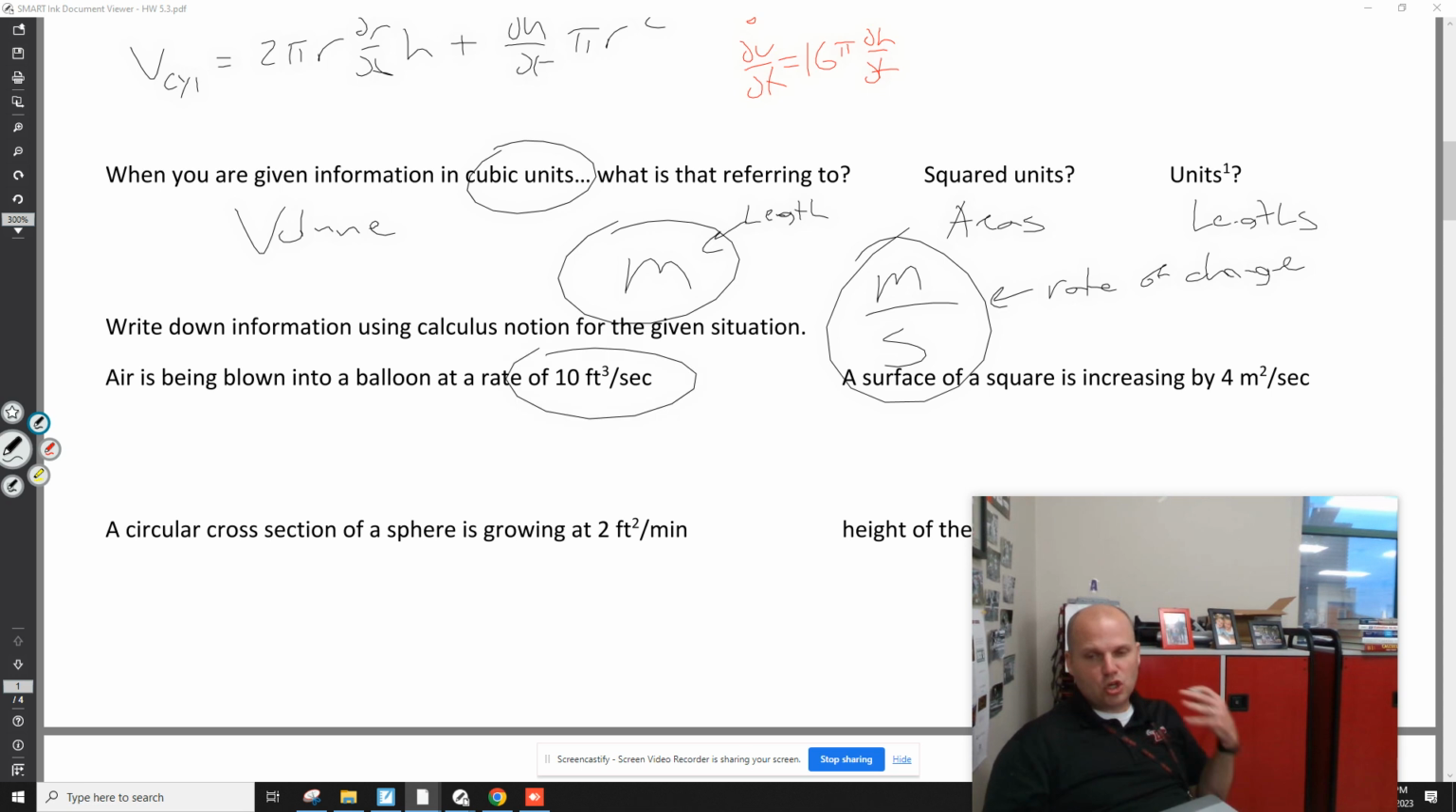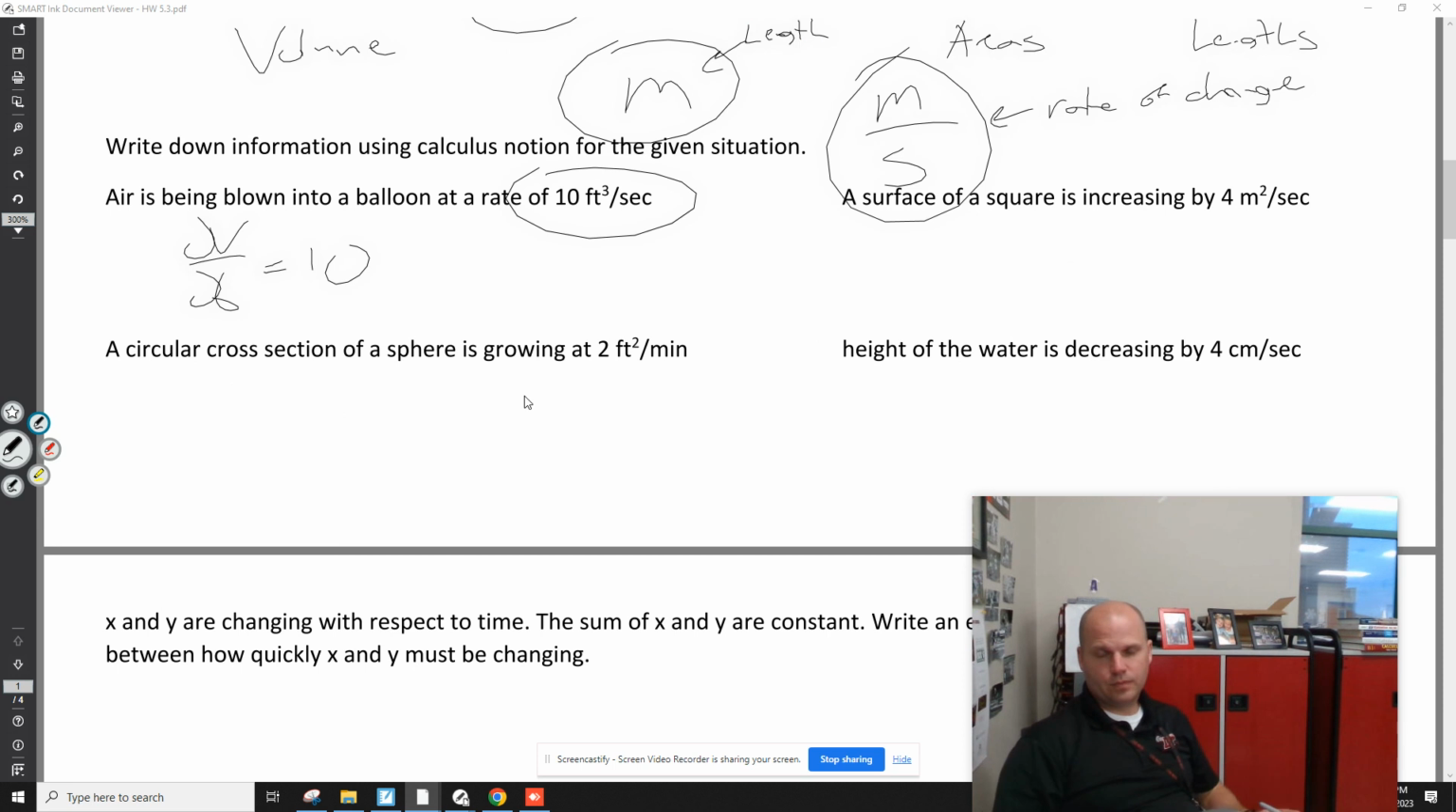But if you see this cubic feet per second, that's a change. If you see cubic feet, that's a change in a volume. So you put those two together to get dV dt is 10. Don't worry about the units after, like we know them. But let the units help you versus being afraid of units. Our answer is we don't really worry about units.